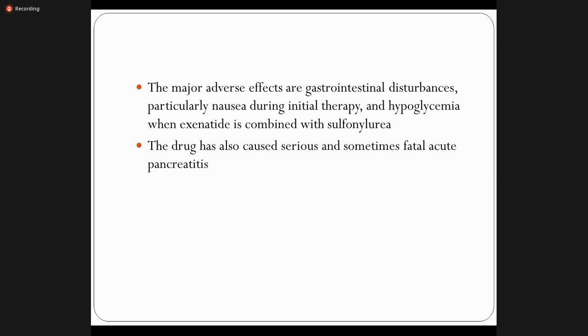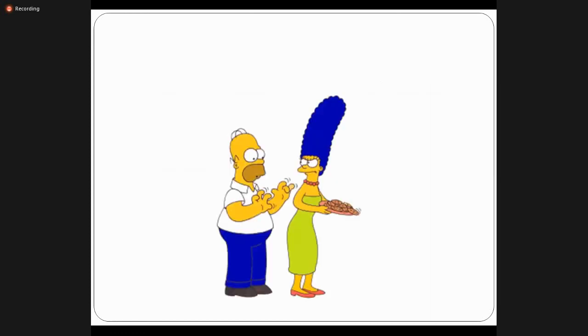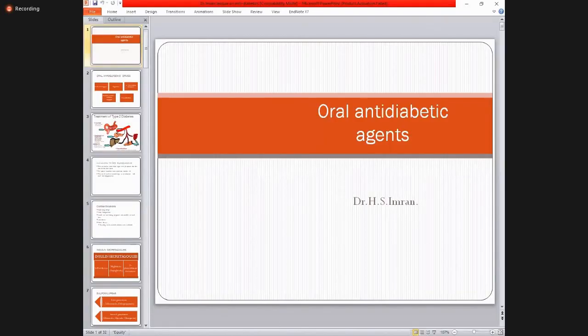So this is one of the points that can be asked in the MCQ. I think this is all. So there is no need to take candies or chocolates if your sugar level is not in control. So this is all about the anti-diabetic drugs, right?